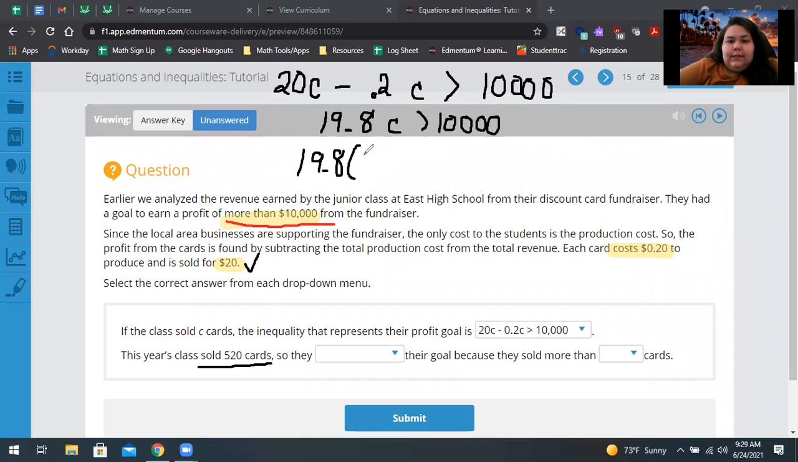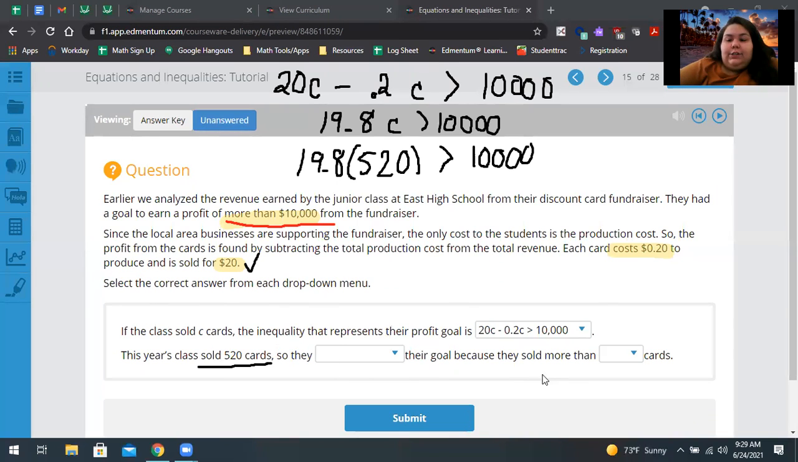19.8 times 520. Now, whatever answer you get here, if it is greater than 10,000, they did meet their goal. If it is less than, if it's not true, so when you put in that number and you find out that it doesn't work, and maybe the value isn't greater than 10,000, that means that they did not meet their goal. So go ahead and enter that.